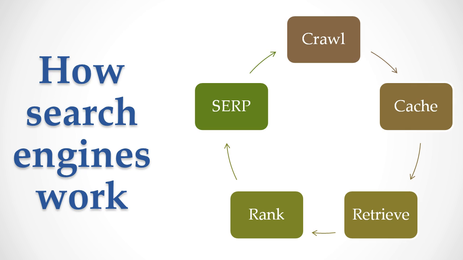They'll display the listings on a SERP, a search engine results page. And that's what SERP stands for. So those are the 5 key areas in how search engines work. And over the next couple of videos, we'll go into them in a little bit more detail.